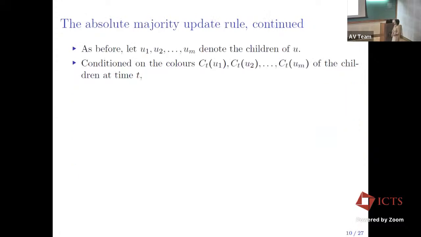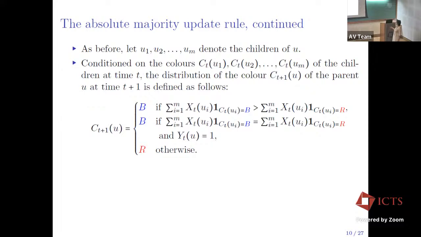So now I talk about the rule itself, now that I have defined the quantities involved in defining this rule. As before, U1 through UM denote the children of U, and we are going to condition on the colors of these children at time step t. Then how do I define the distribution for the color of U, the parent vertex, at time step t plus 1? So this is how it goes. What does this mean? The summation, i running from 1 through m, of X sub t of ui, remember, is the outcome of the coin toss performed by the vertex ui at time step t. It is either 0, in which case it's a failure, or 1, in which case it's a success. This is the indicator function that the color of the child ui at time step t is blue.